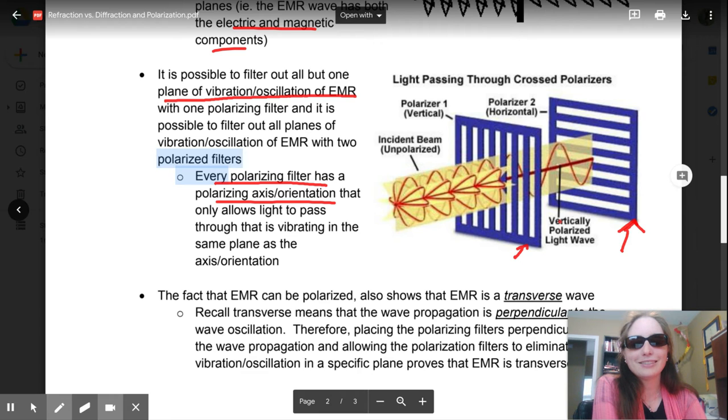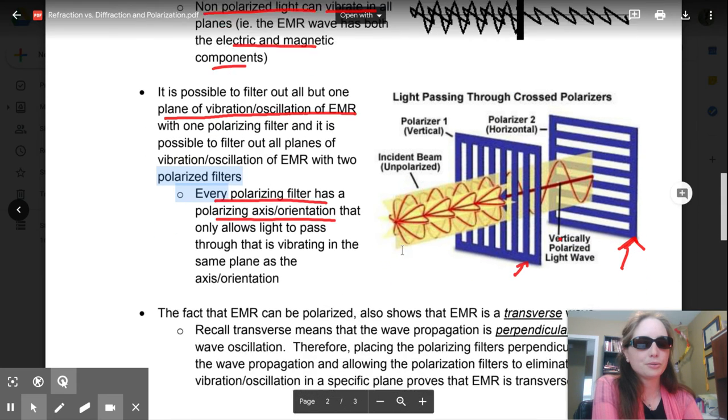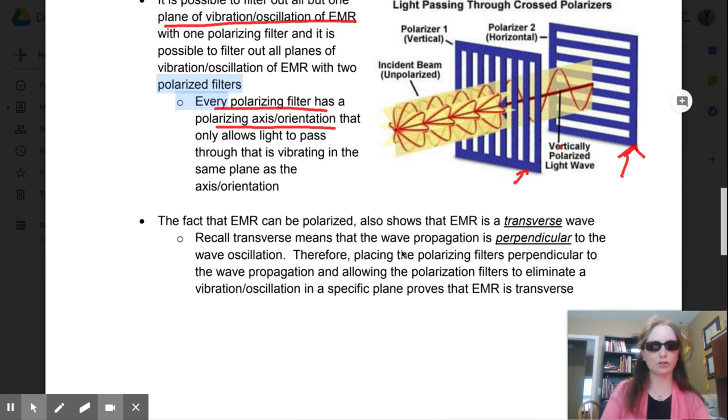All right. So, ladies and gentlemen, also recall that our EMR is a transverse wave, not a longitudinal wave. So, a transverse wave, ladies and gentlemen, is a wave that goes up and down as it moves along. Okay, a longitudinal wave goes back and forth as it moves along.